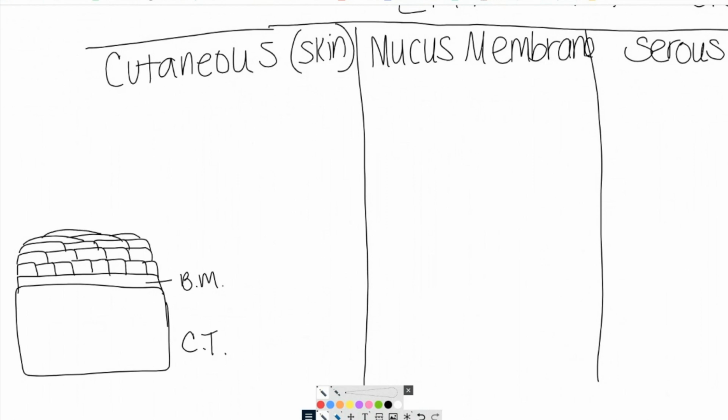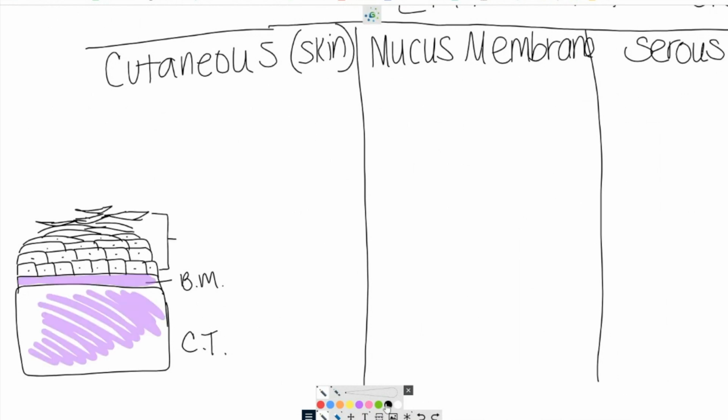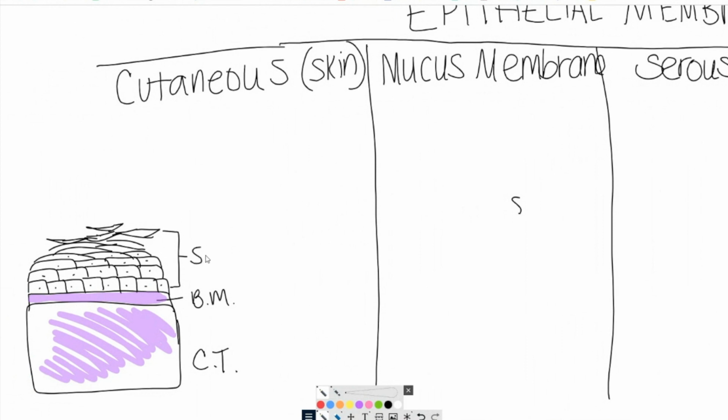So the very top cells are not going to have nuclei. They're going to be dead, and they're going to be sloughing off. They're not going to look anchored to the rest of the tissue. So let's label this upper portion. So this is our stratified squamous portion. And then as you get to the top, these are your dead cells.